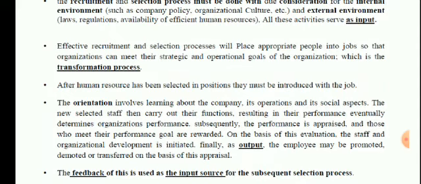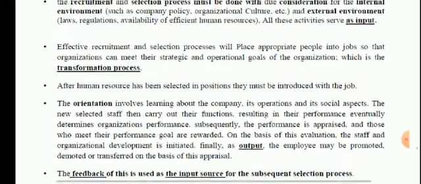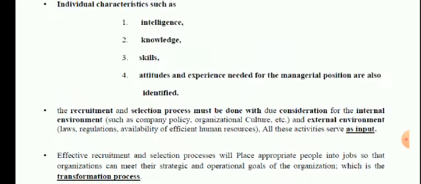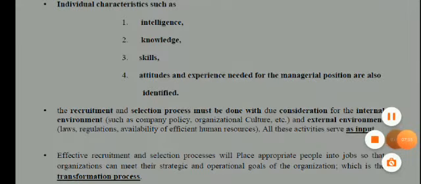And the last one, the feedback, is used as the input source for the subsequent selection. The feedback from the promotion, demotion or transfer function can be considered for the forthcoming selection process. So this much is about the system approach to selection.